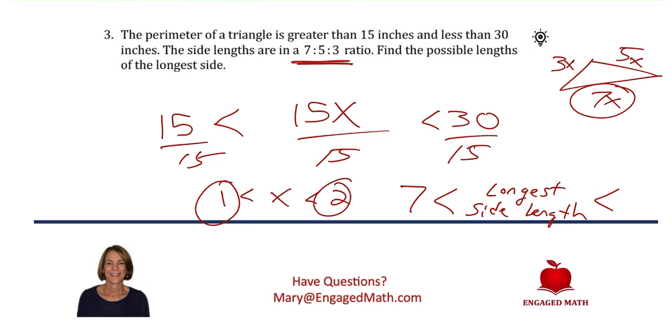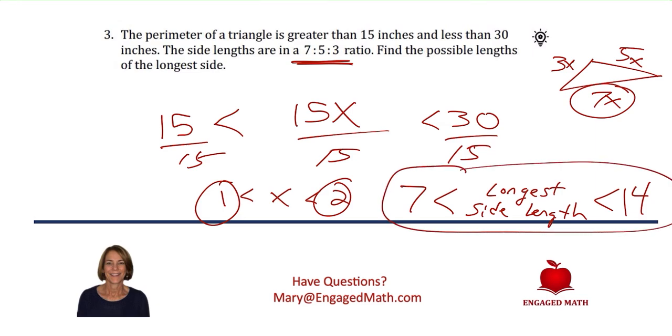The highest value that x can take on would be right above, it could be really close to 2, but not quite 2. So that would mean that the longest possible length for the longest side would be 14. So the longest side length is somewhere between 7 and 14, not including 7 and not including 14. Great job.